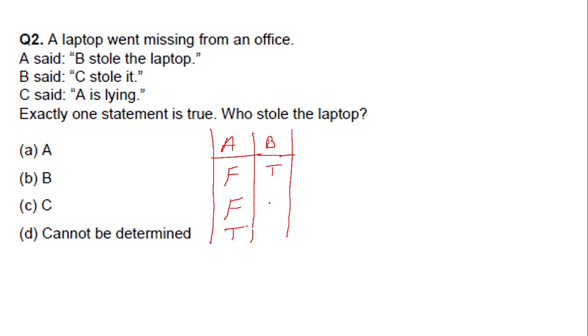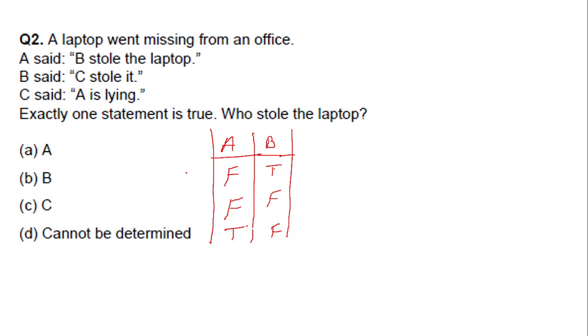B said C stole it. This is false because B has stolen it. C said A is lying. This is false because B stole the laptop is true, we have taken. So if this is true, this is false, because they both contradict each other.